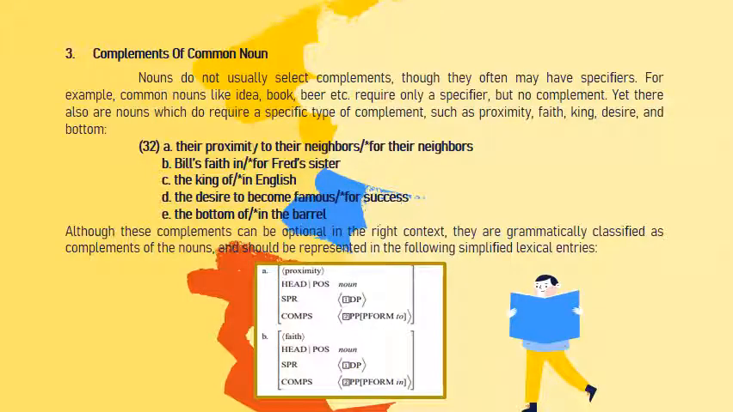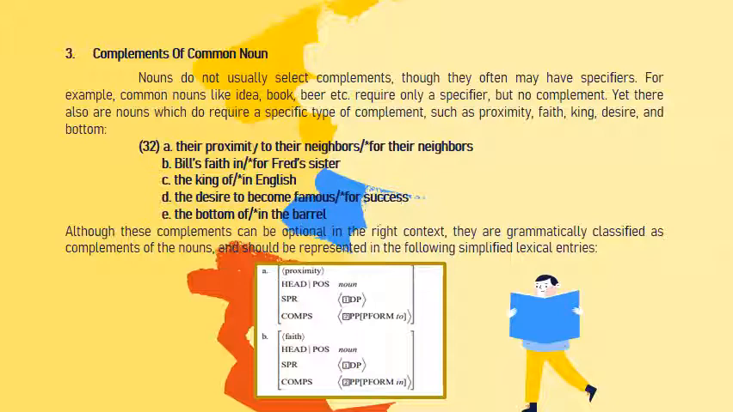Nouns do not usually select complements, though they often have specifiers. For example, common nouns like idea, book, and beer require only a specifier but no complements. Yet there are also nouns which do require a specific type of complement, such as proximity, fate, king, desire, and bottom. A. Their proximity to their next victim. Bill's fate in Fred's sister. The king of England. The desire to become famous. The bottom of the barrel.